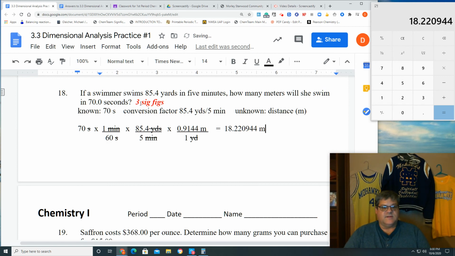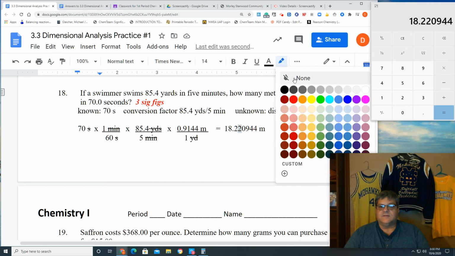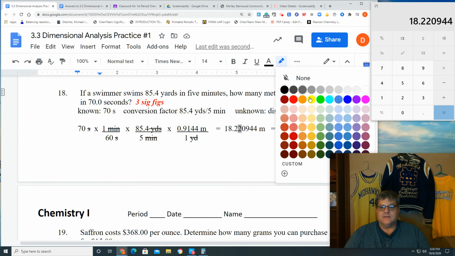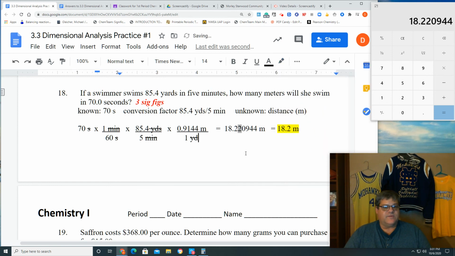But I need it in 3 significant figures. So I look at this number right here, and it says we're going to drop that off. So our correct answer, rounded right, is going to be 18.2 meters. Drop everything else off. And that's in 3 significant figures. Looks like everything's correct. Let me know if I made a mistake. Okay, so this looks good. We're going to highlight that, and that would be our answer for question number 18.